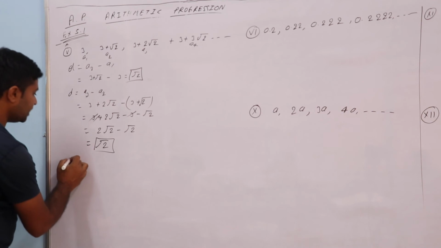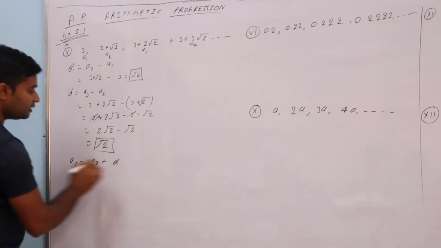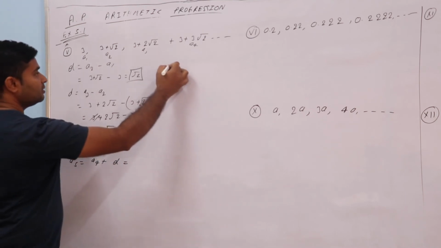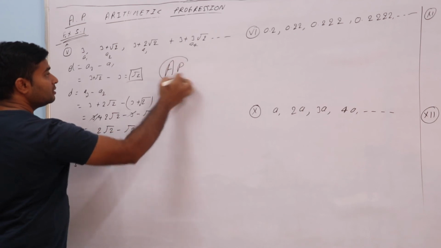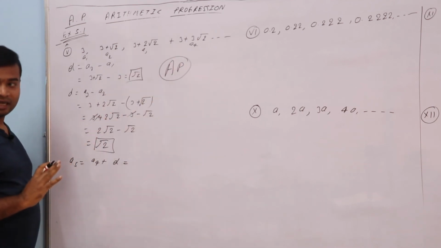So we should find A5, which means A4 plus D. This is in AP, right? I'm writing here, this is in AP. You should write it properly, it is in AP. You should write the language, right?